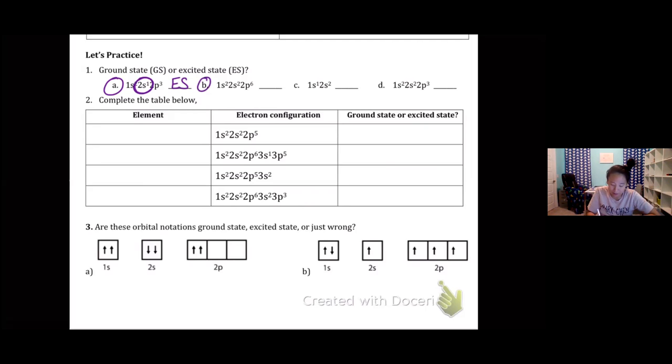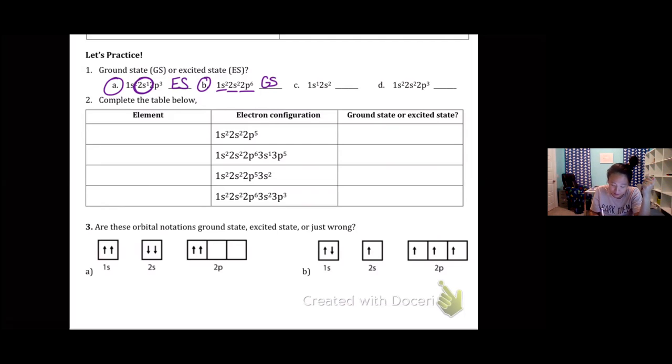So another example, letter B. Here's 1s2, 2s2, 2p6, and you ask, is everything filled right? Yep, everything is filled right. So we would call this the ground state because everything's filled normally: 2 electrons in the s orbitals, s houses, and 6 electrons in the p orbital, or p house, right?